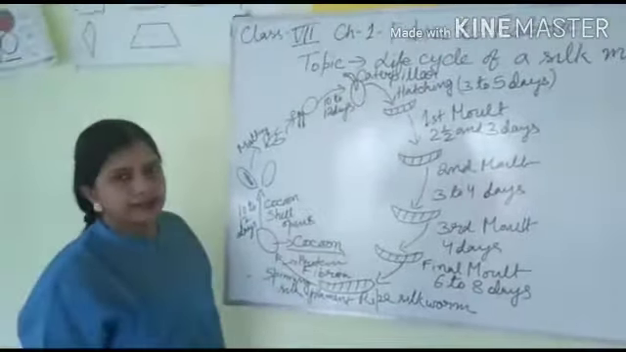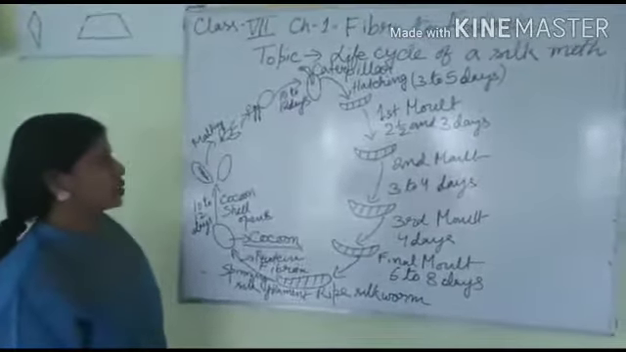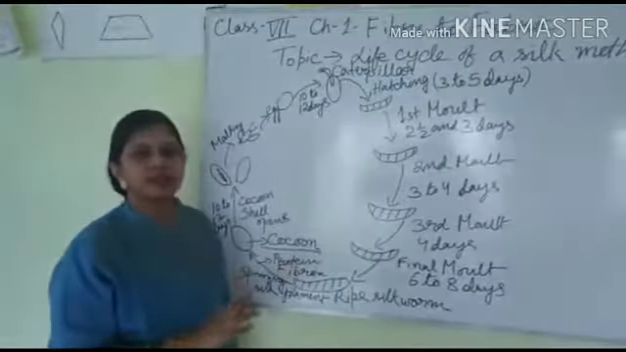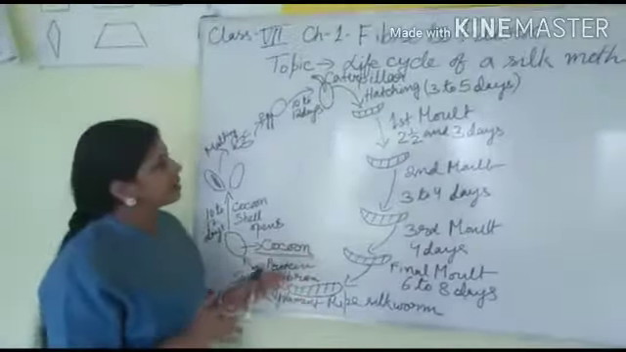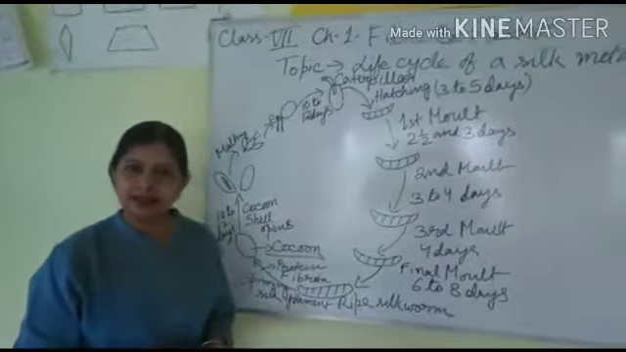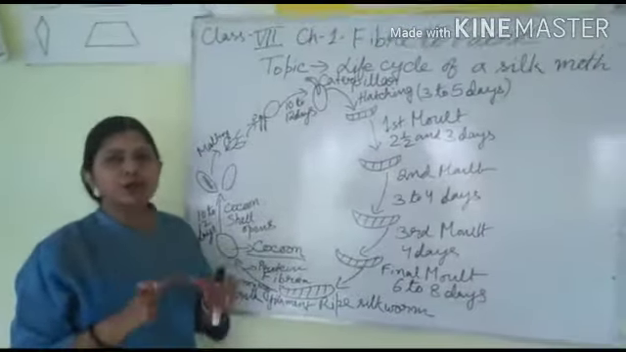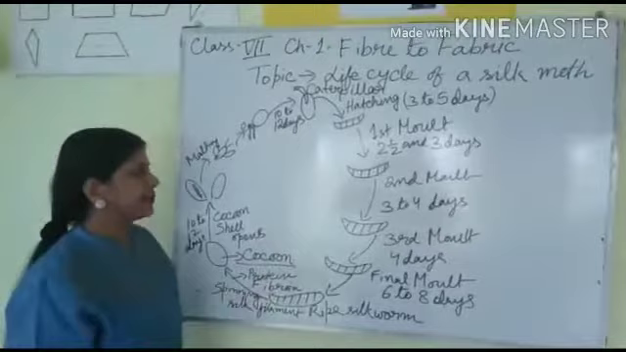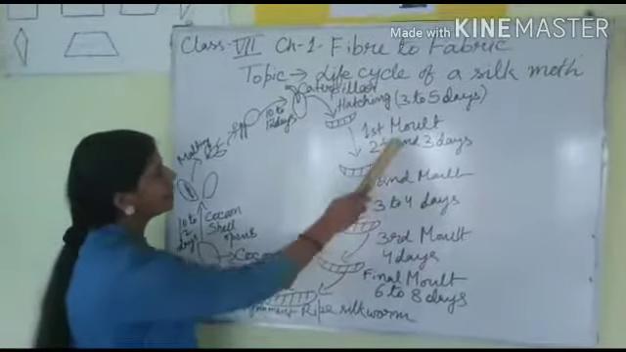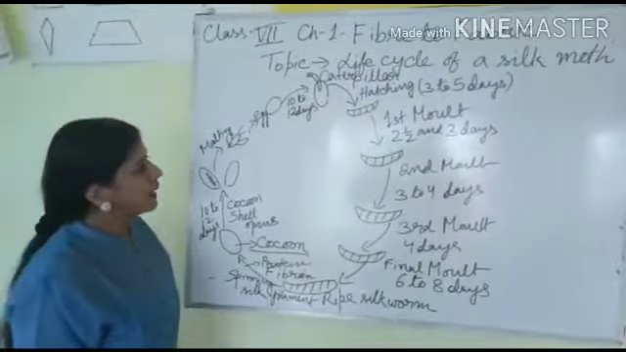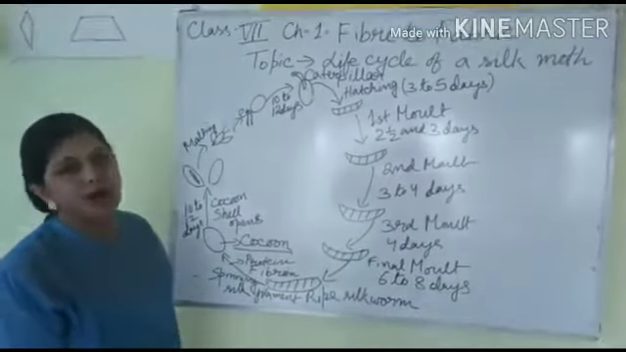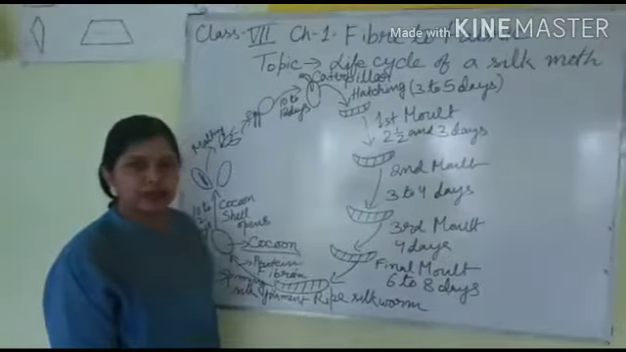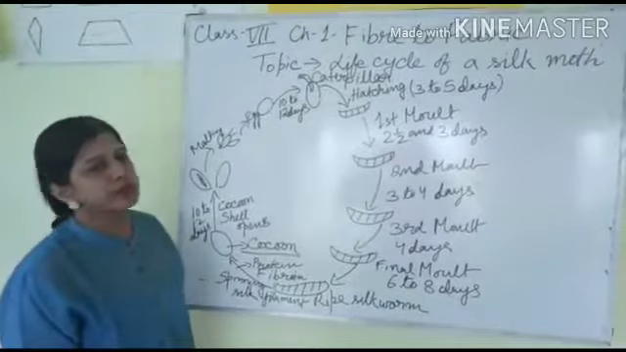What is molting? Molting is the process in which the caterpillar sheds its old skin, and it is very much necessary. Why is it necessary? So that its growth can be elongated. That means proper growth is needed. For proper growth, this molting is very much necessary. Molting takes place in 24 hours. During molting, we should not disturb the caterpillar, otherwise its growth will stop.